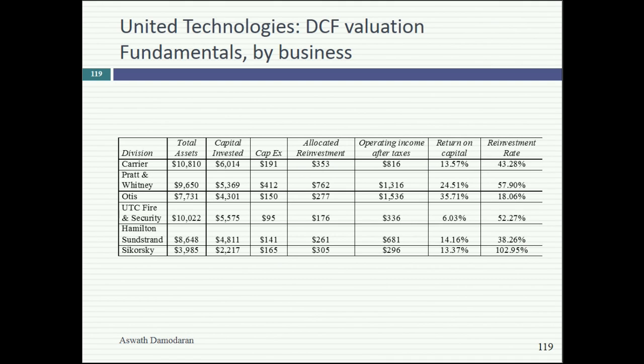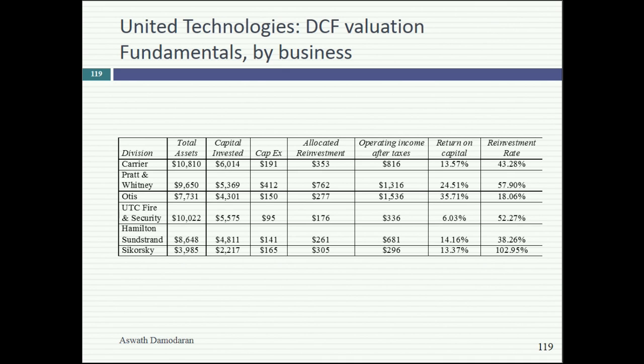If I paused right there and asked you what United Technologies' star business was, could you tell me? What's the definition of star business? It's a huge return on capital. Sikorsky has huge reinvestment rates and will have high growth, maybe its return on capital is not as good. But if you look at cross returns on capital, Otis has a return on capital of 35.71%. Based on the return on capital, the star business for United Technologies is Otis, and its dog business, if you can name it as such, is UTC Fire and Security, which has a return on capital of 6.03%.